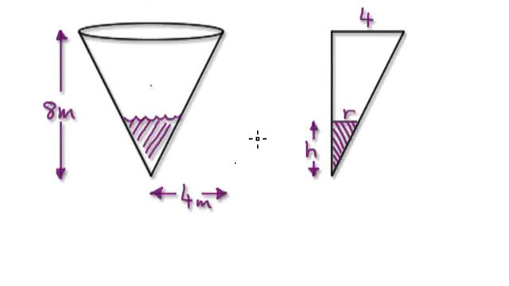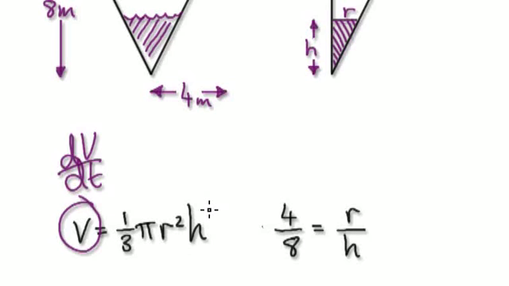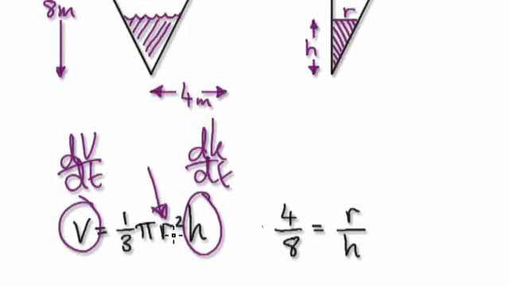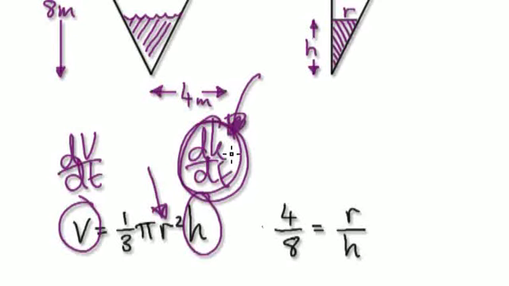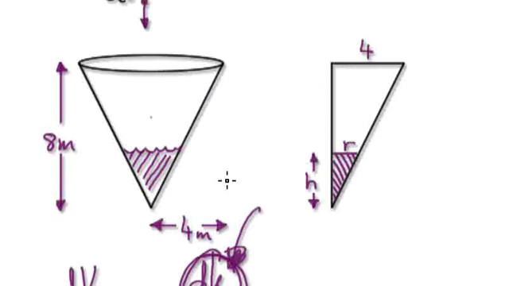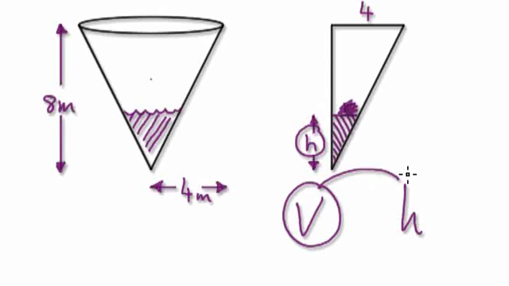Okay, so the volume of this cone is given by this, but the thing is, you've been given dV by dt, and you want to know dh by dt. You don't really care about the radius. You're just after dh by dt. Looking at this, you need a way to get rid of the radius. You need something that will connect the volume to the height.